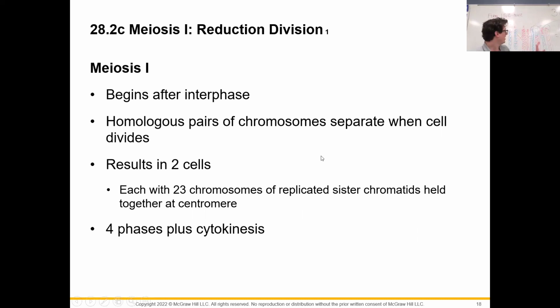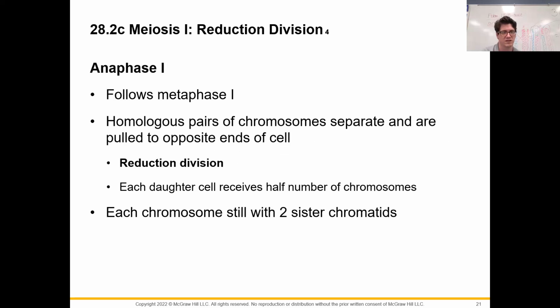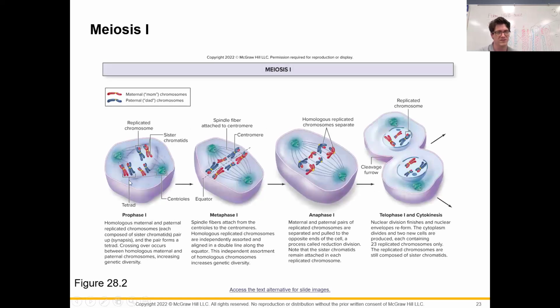Now, what I drew is basically how meiosis is going to work. This is going to happen after our cells are growing in this phase that we call interphase. The homologous pairs of chromosomes separate when the cell divides, okay? So these homologous pairs, our chromosome 1s, will separate as the cell divides. So this is going to result in 2 cells. So meiosis 1, let's just skip through the phases. I'm not worried about the phases too much.